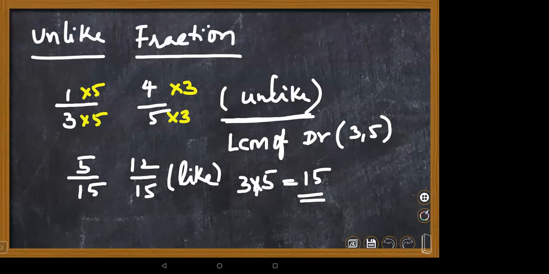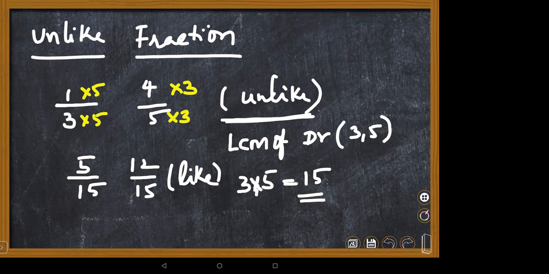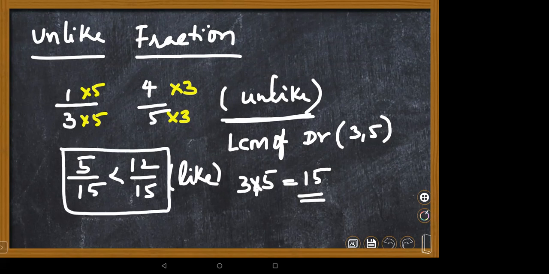One minute, children. Yes, ma'am. Now with like fractions, you can compare by seeing which is greater. Which is greater? Ma'am, it is 12 by 15. So this is the way we can compare fractions, not only two fractions, children, more than two fractions also, the same way we can compare. Just convert them into like fractions, then you can do it.